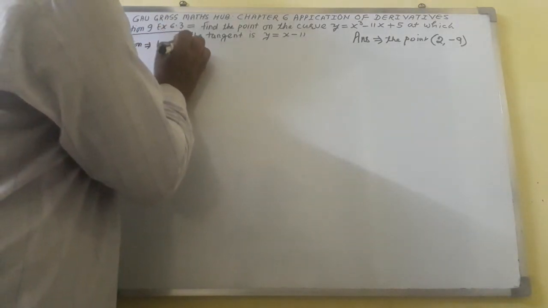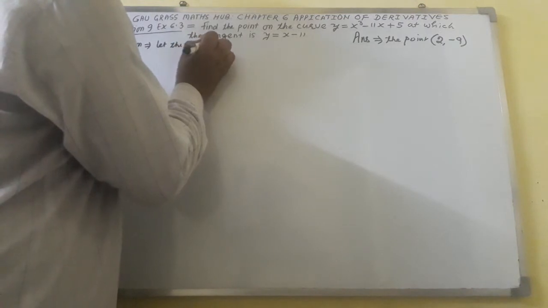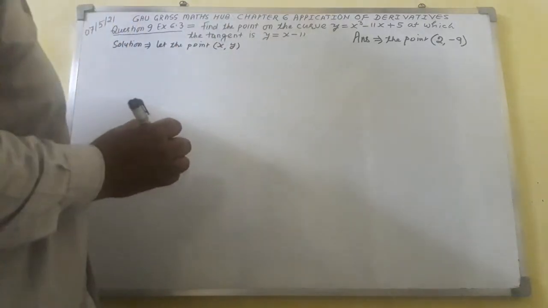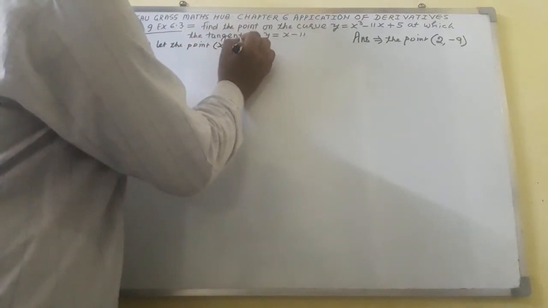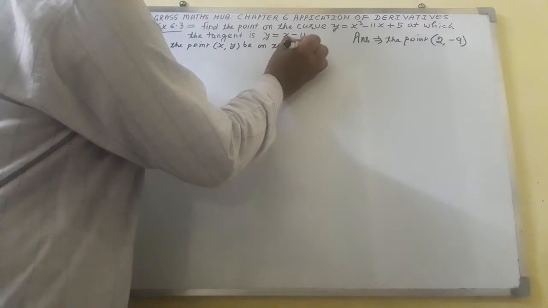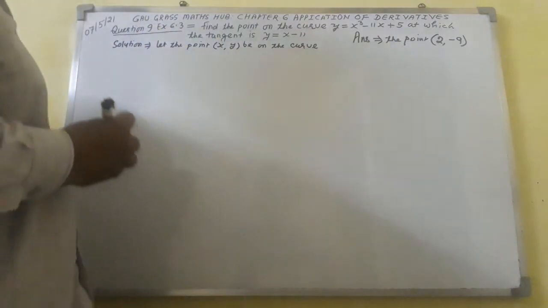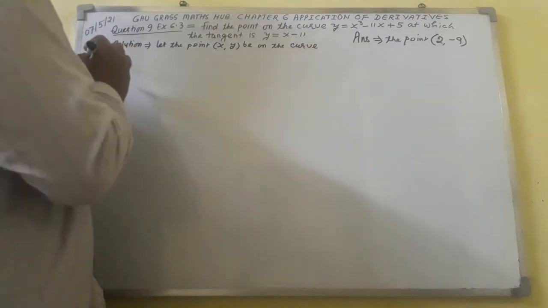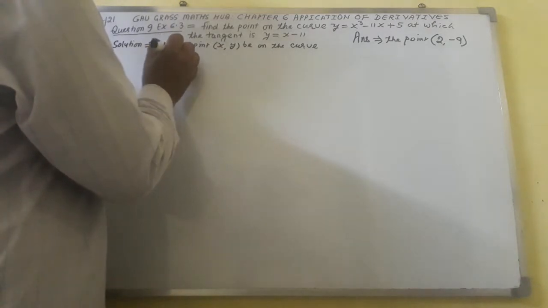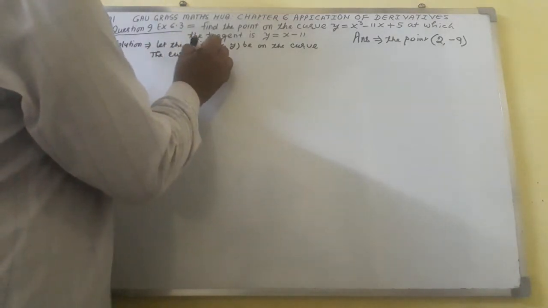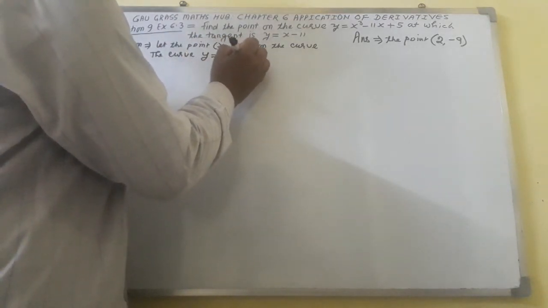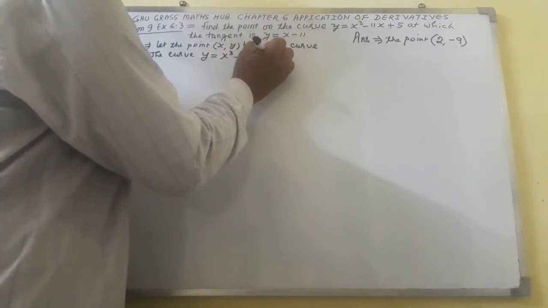Let the point x comma y be on the curve. Here again I shall write the curve y equal to x cube minus 11x plus 5.